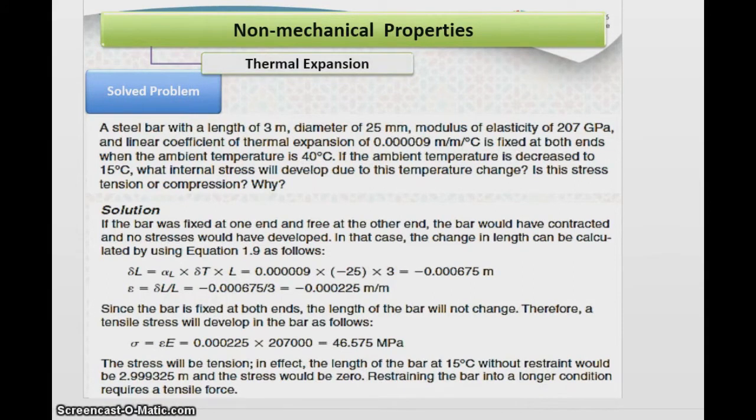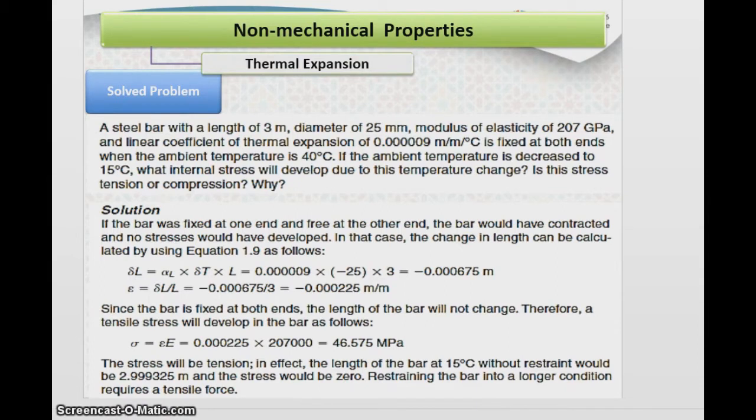So here you can see in the video, if the bar was fixed at one end and free at another end, the bar would have contracted and no stresses would have developed. In that case, the change in the length can be calculated by using this equation.